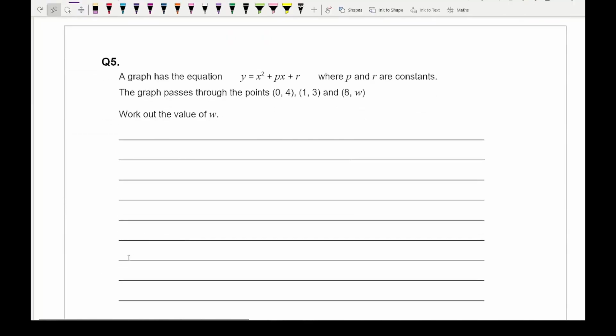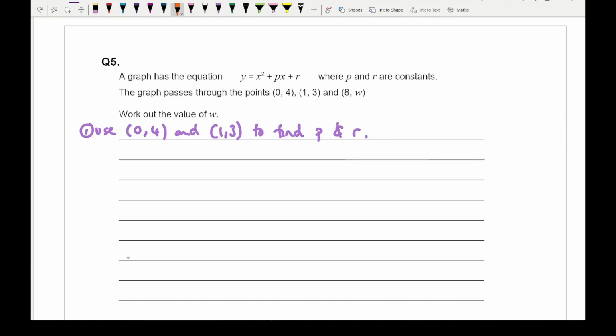Moving on to question 5, it says the graph has the equation of y equals x squared plus px plus r, where p and r are constants. The graph passes through the points (0, 4), (1, 3) and (8, w), and the question is asking us to find the value of w. For this particular question, what we need to do first is use (0, 4) and (1, 3) to find p and r. So that's the first thing we need to do. Now how do we do that? Well, we do that by substituting these coordinates into the equation.